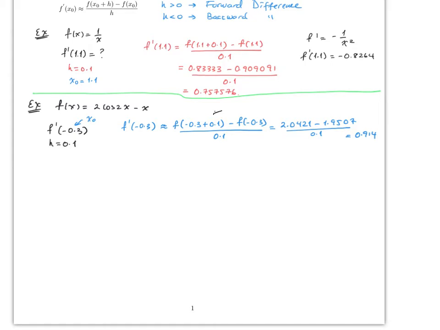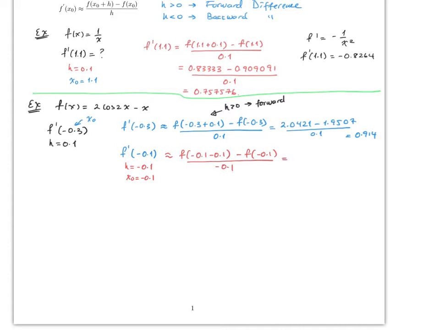So again, this one is forward because the value for h is positive. So now let's do one where it is backwards. So let's say we want to approximate f prime at minus 0.1. And for this particular case, h is going to be, let's say, minus 0.1, and x0 in this case is also minus 0.1. So therefore, this will be f of minus 0.1 minus 0.1, minus f of minus 0.1, and everything divided by negative 0.1.